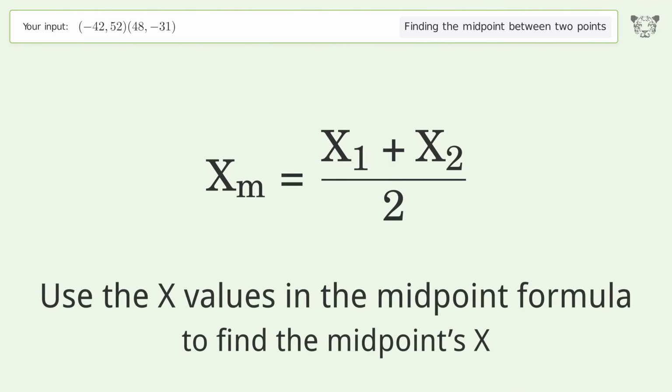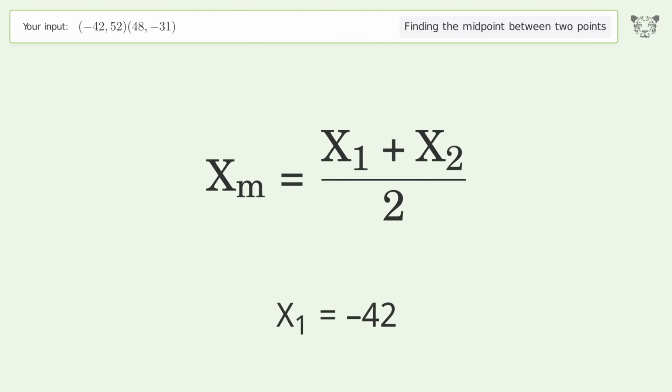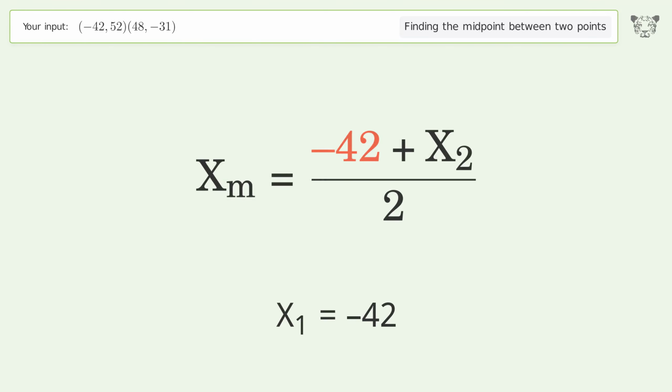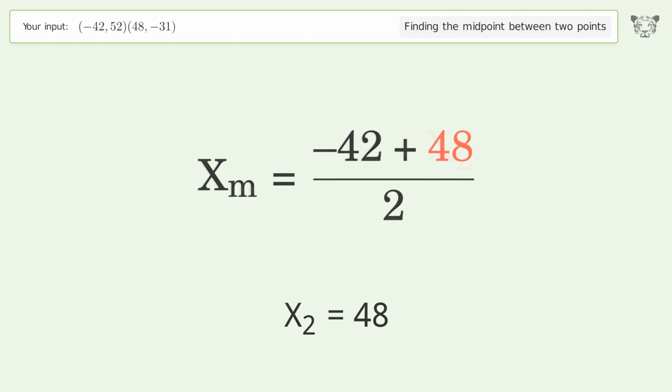Use the x values in the midpoint formula to find the midpoint's x. x1 equals negative 42. x2 equals 48. Simplify the arithmetic.